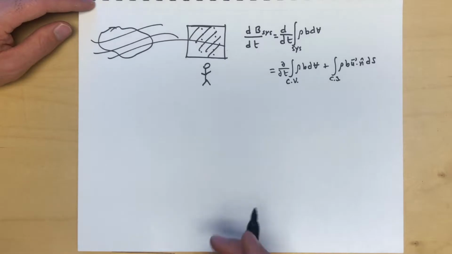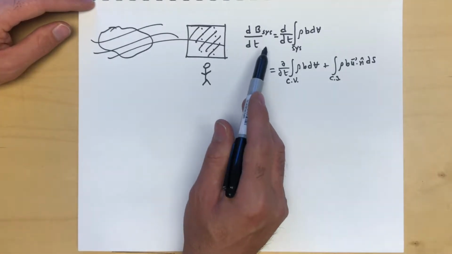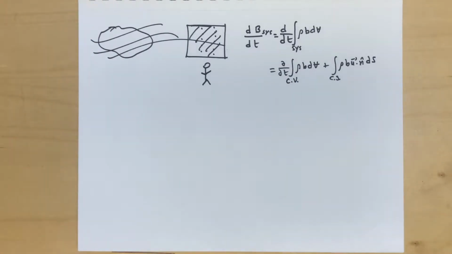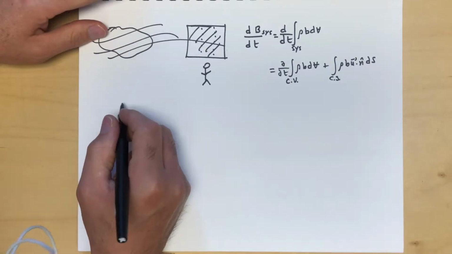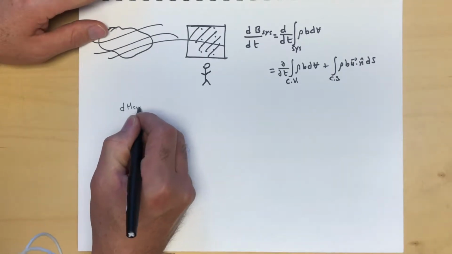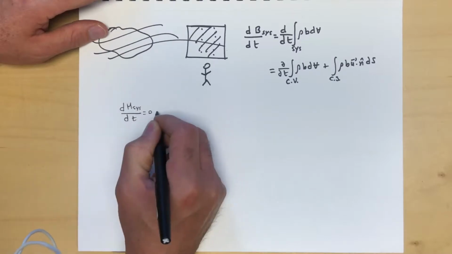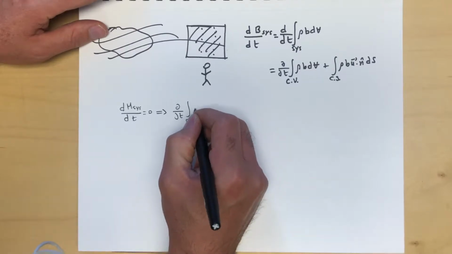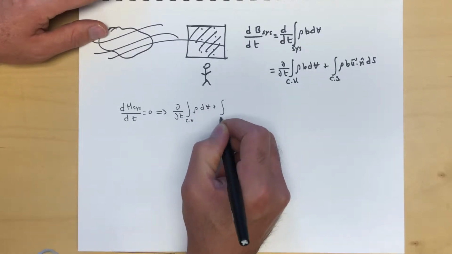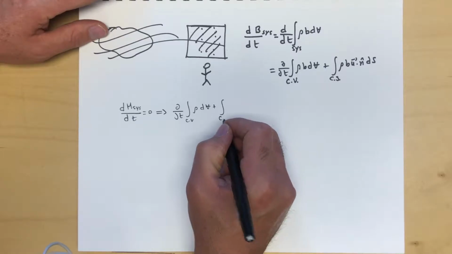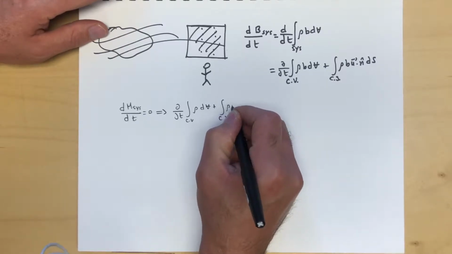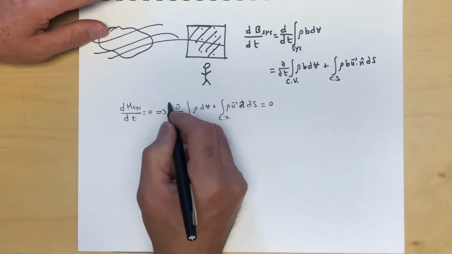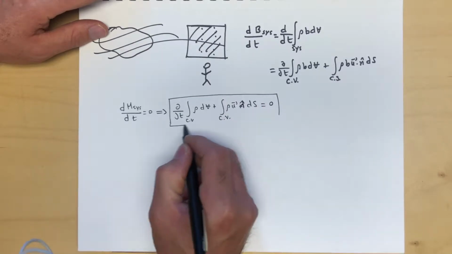Today we are going to take the application of the Reynolds Transport Theorem to mass conservation, which said that dm_sys/dt equals 0. That implied that d/dt of the integral over a control volume of rho dV, plus the mass out minus mass in, the integral of rho u dot n dS, is equal to 0. We did a few examples on that.